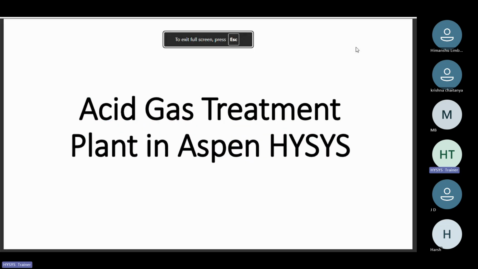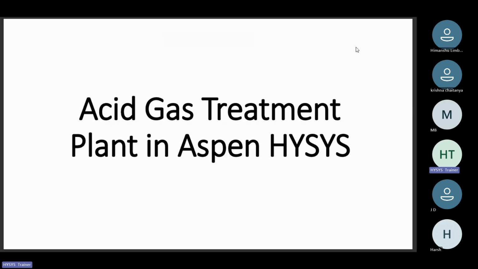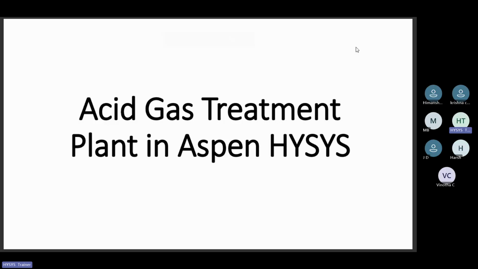Our today's session and tomorrow's session will basically be exercises on columns. In the first session, today's session, we will do an exercise on an acid gas treatment plant in Aspen HYSYS, like how to simulate an acid gas treatment plant in Aspen HYSYS. And tomorrow, we will go through how to simulate an NGL fractionation train in Aspen HYSYS. These are basically the exercises on the use of different columns.